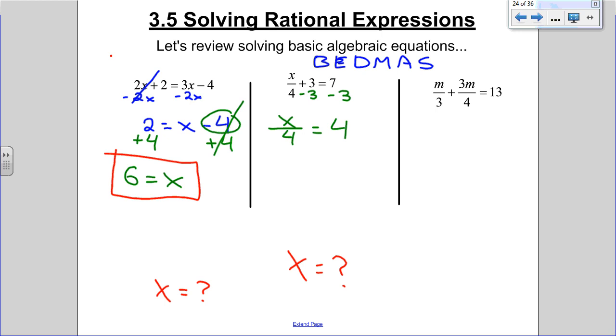Then I'm going to move any multiplication numbers to the other side. There are none. Then I'm going to move any division numbers to the other side. X divided by 4, I need to move that to the other side. The opposite of dividing is multiply. So you multiply both sides by 4. That will cancel those out and give you x equals 6.